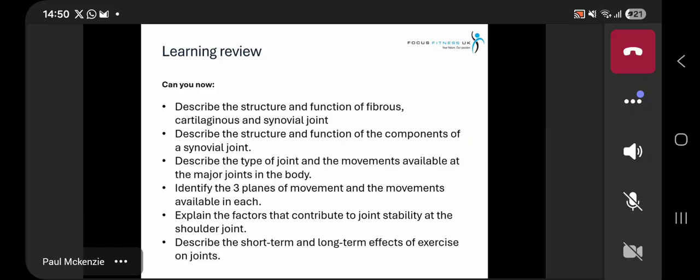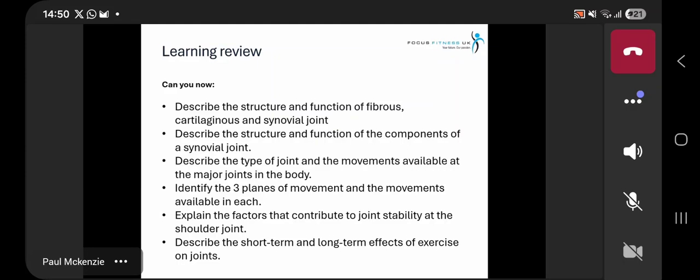Okay, so even though it says "can you now," I mean that would be unrealistic to be able to say yes to all of these. So what we covered is: describe the structure and function of fibrous, cartilaginous, and synovial joints. Okay, remember fibrous joints are immovable. Examples are in the cranium, the sacrum and the coccyx. Cartilaginous provides some degree of movement. Pubic symphysis and intervertebral discs, for example. And the synovial joints allow a wide range of motion.